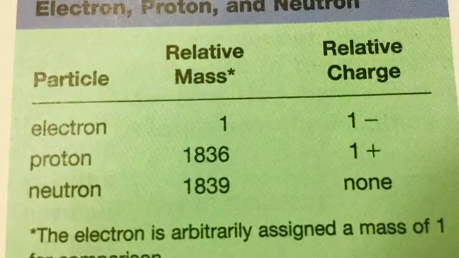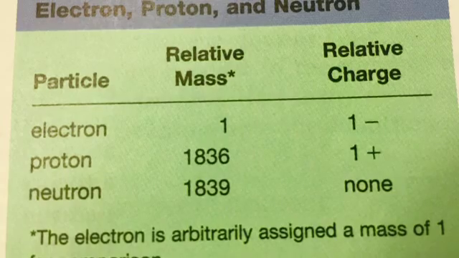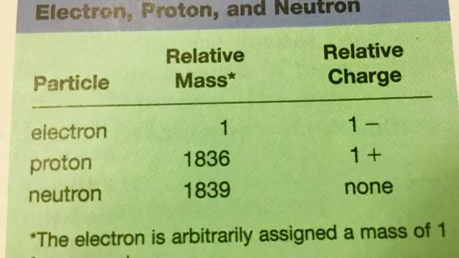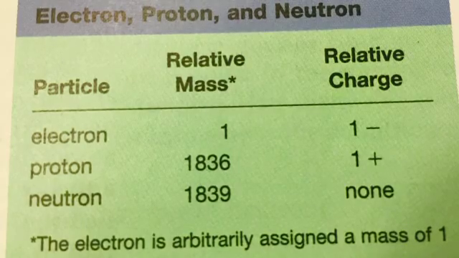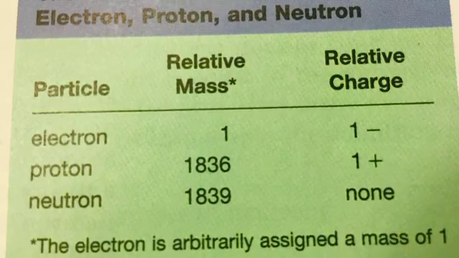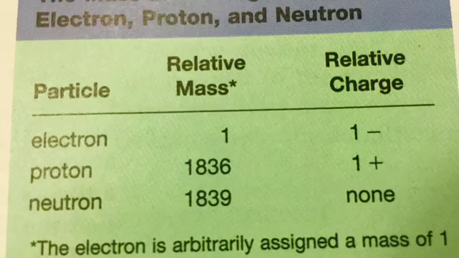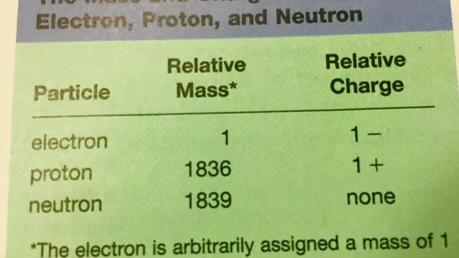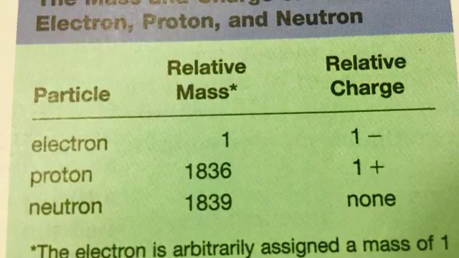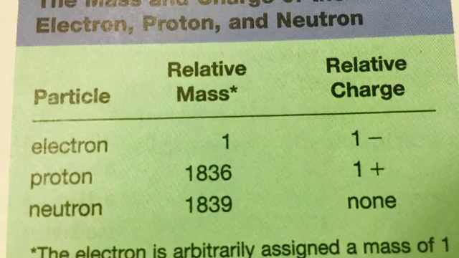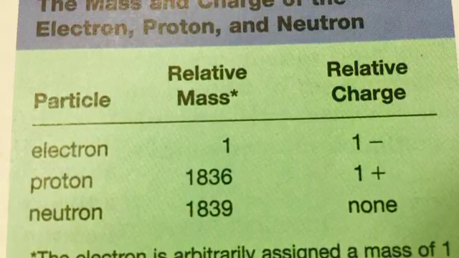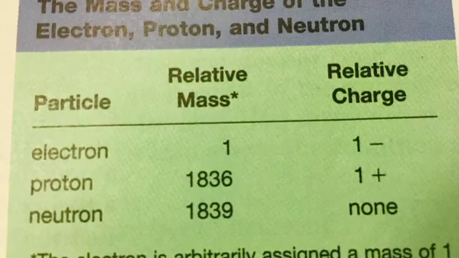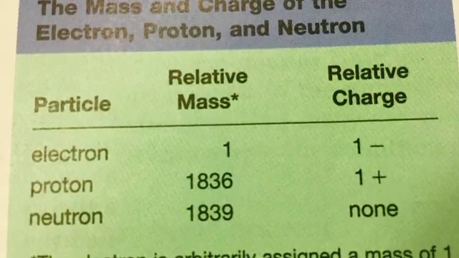Also, let's look at this table. Let's compare the mass of the electron to the proton and neutron. The proton is 1,836 times more massive than the electron. The neutron is 1,839 times more massive than the electron. So the electron's mass compared to those two other particles is what we call negligible. It's not to say it doesn't matter, but its mass is negligible.